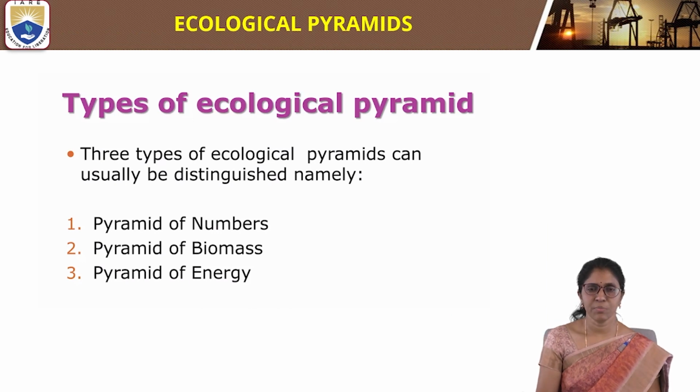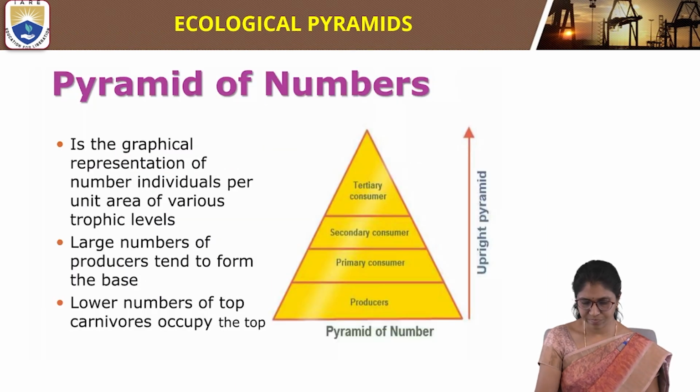Types of ecological pyramids. There are three types of ecological pyramids that can be distinguished, namely the pyramid of numbers, the pyramid of biomass, and the pyramid of energy. First is the pyramid of numbers, second is the pyramid of biomass, and third is the pyramid of energy.